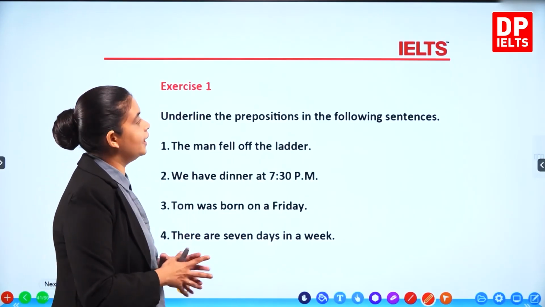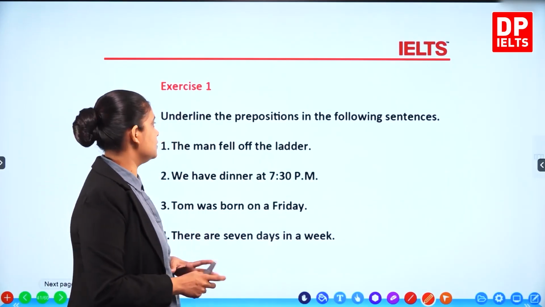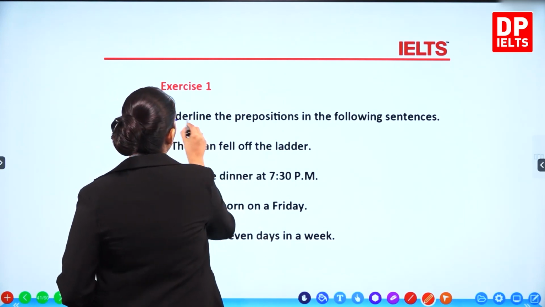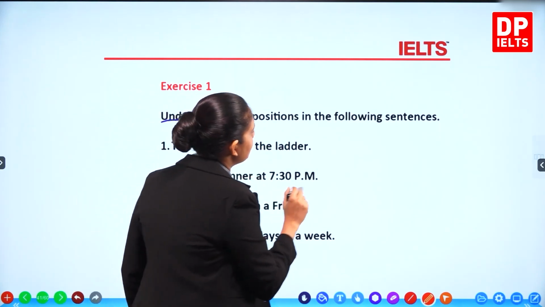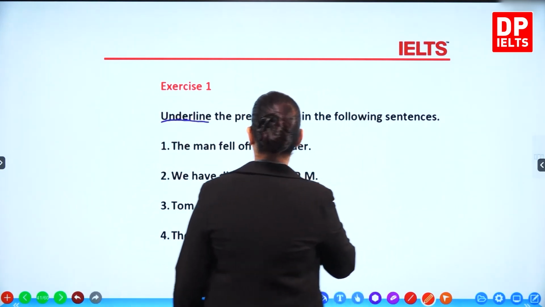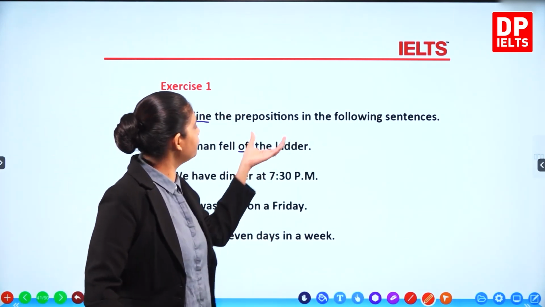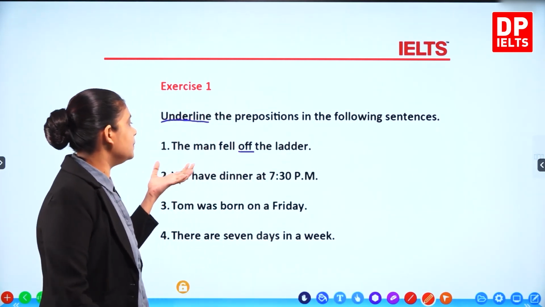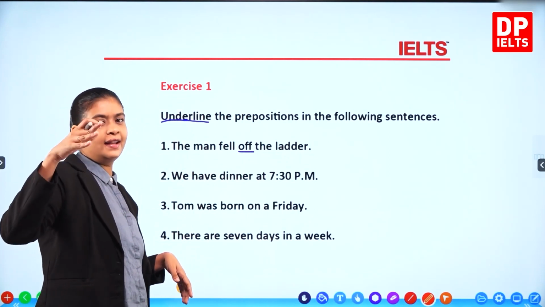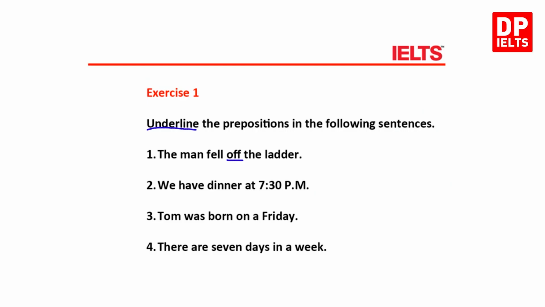Let's have a look at some practice questions. Underline the prepositions in the following sentences. The man fell off the ladder, right? That means the man was standing on the ladder and he fell off. முதலாவது the man fell off the ladder. ஏணியிலிருந்து மனிதன் விழுந்தார். So ஏணியிலிருந்து என்பது we say fell off.